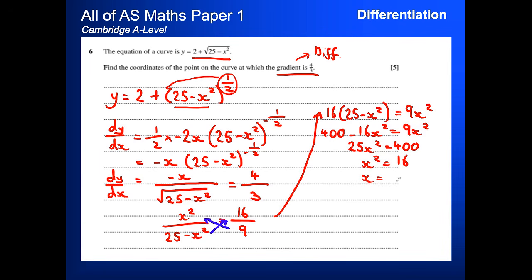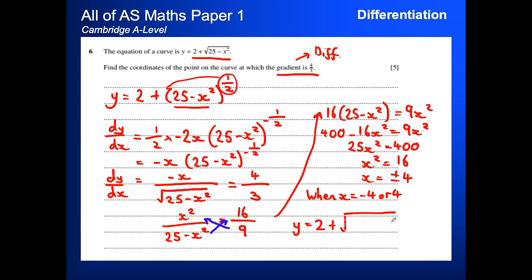And so x is equal to plus or minus 4. Now, it doesn't actually matter which one we take to work out the y-coordinate. Notice when we substitute x back into the original equation that it's going to be squared anyway. So when x is equal to minus 4 or 4, y is going to be equal to, we're just going to copy this out here and replace the x with a 4 or minus 4.